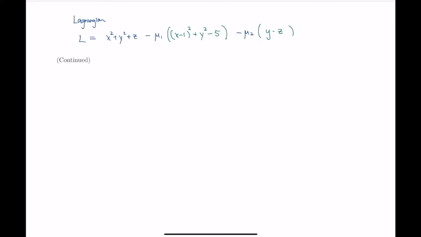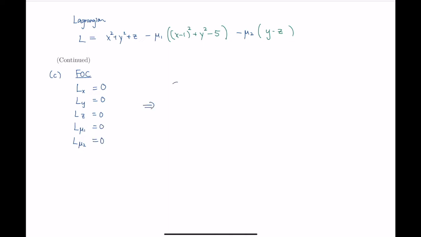Now we move on. Part C asks you to write down all the first order conditions. So what is the first order condition? Because your optimization problem only involves equality constraints, you just differentiate your Lagrangian with respect to all the variables. So the variables are x, y, z, mu1, and mu2. Okay? And they all equal 0.